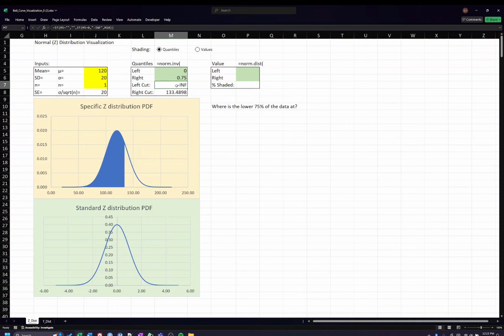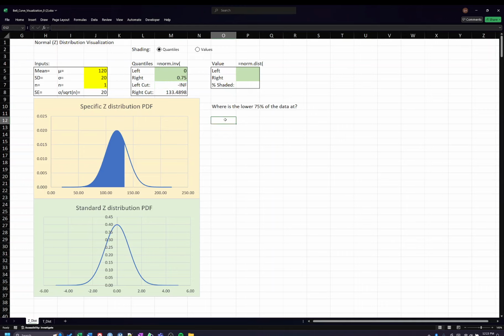So it gives us that this left cut is at negative infinity, because remember, 0% shaded is at negative infinity, and then the right cut is here at 133.4898. So that's how we would find the lower 75%.